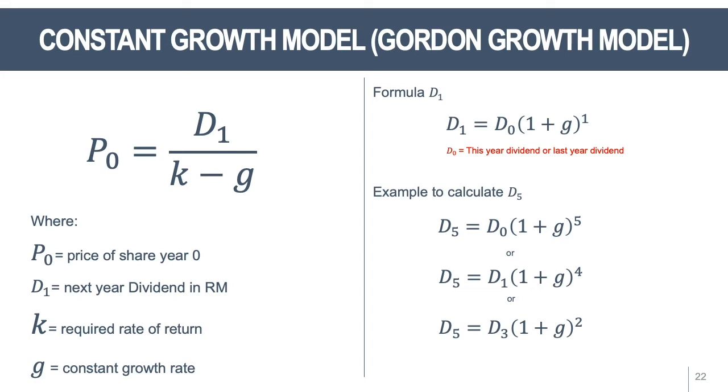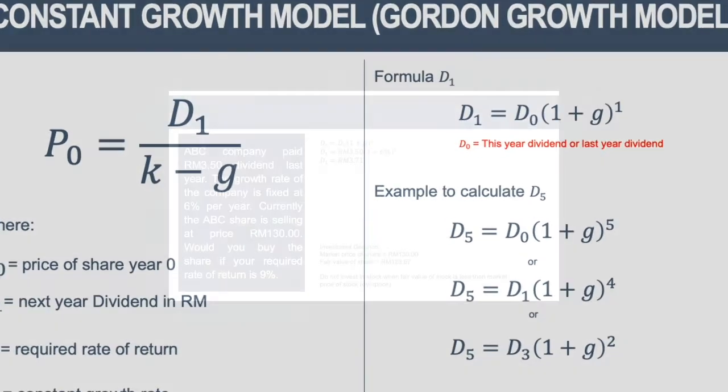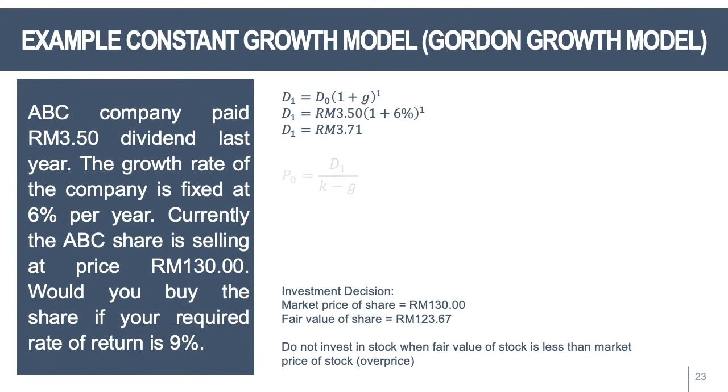This is an example for the constant growth model. ABC company paid 3 ringgit 50 dividend last year. The growth rate of the company is fixed at 6% per year. Currently, the ABC share is selling at a price of 130. Would you buy the share if your required rate of return is 9%?